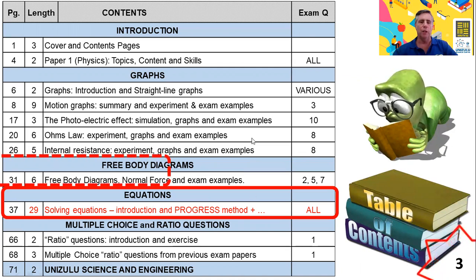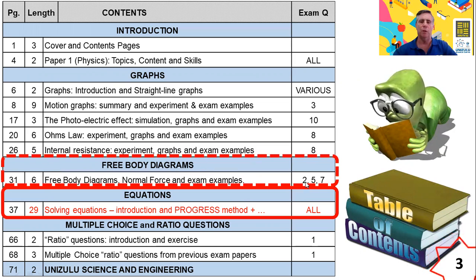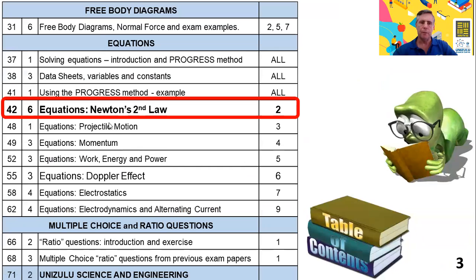Now, you will also need to look back at the free body diagram section, because you can see that also covers questions that come up in question 2 in the physics exam. Just to expand on the equation section, we're looking at equations dealing with Newton's second law specifically. Question 2 in the paper and 6 pages from page 42 to 47.